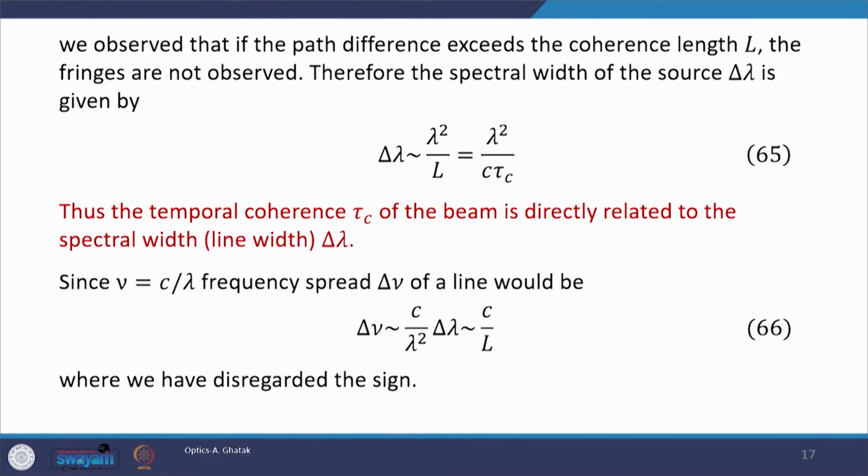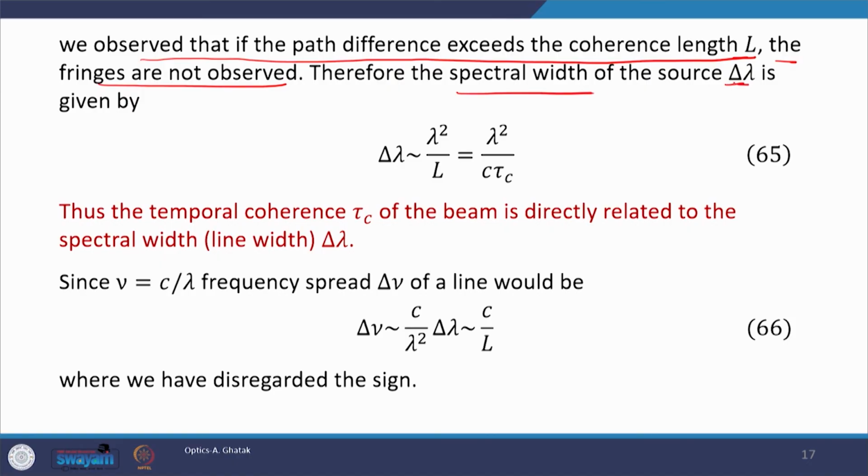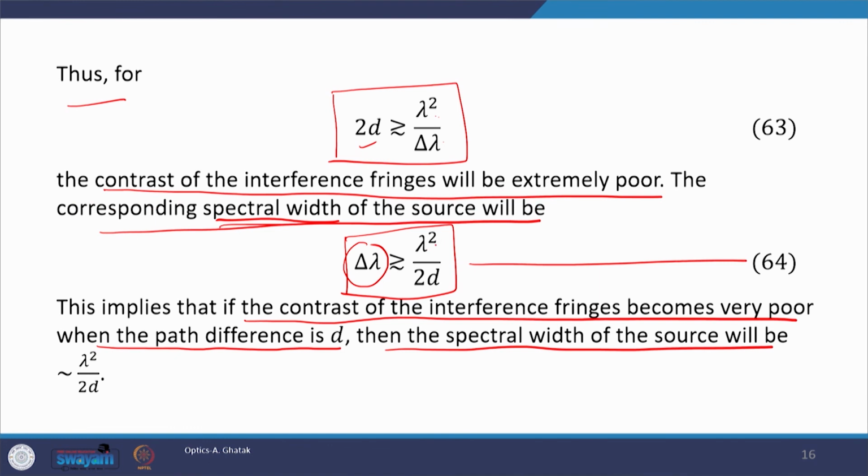And we observed that if the path difference exceeds the coherence length, the fringes are not observed. This is the same statement. Either you say that the path difference must not exceed the coherence length, or the time taken to cover the path length difference must not exceed the coherence time. The same thing. Therefore, the spectral width, which is delta lambda, can also be written as lambda square by L. You see here delta lambda is equal to lambda square upon 2d.